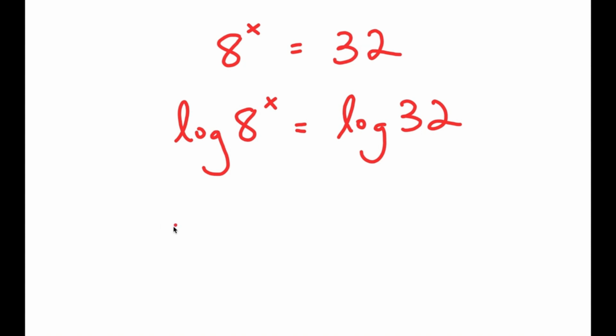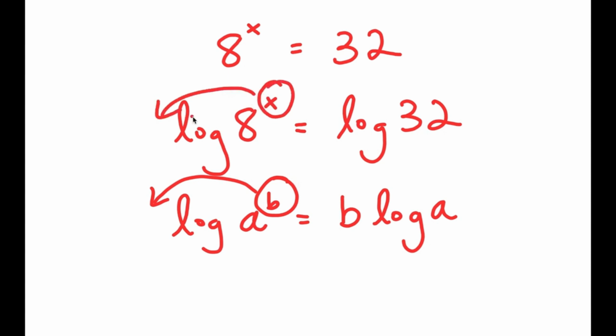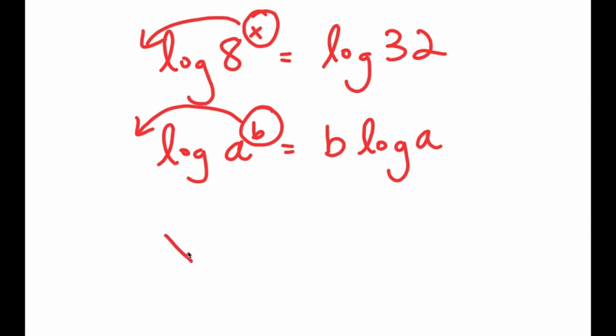And now if I have something in the form log of a to the power of b, I can move this b to the front of the logarithm. So this turns into b times log a. So log a to the power of b is equal to b times log a. So now in the case of log 8 to the power of x, we can think of x as b, so we can move x to the front of the logarithm. So I get x times log of 8 is equal to log of 32.